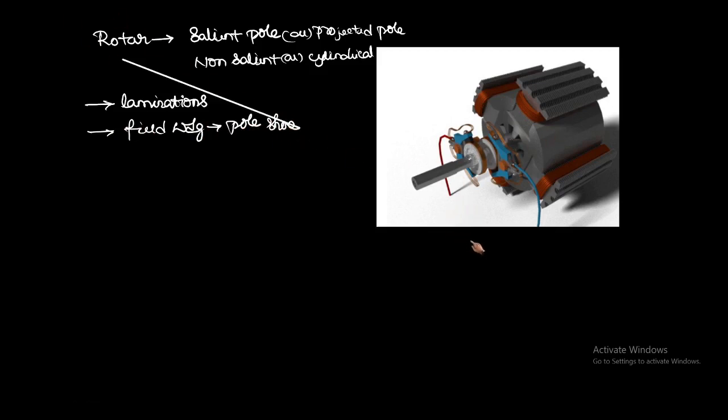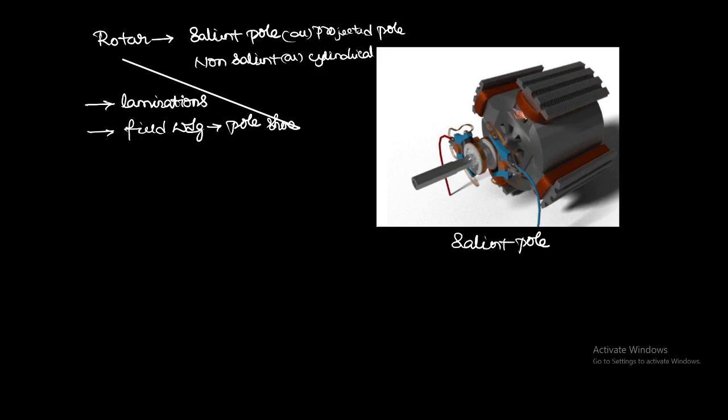Whatever you are seeing here is the salient pole. This is also called the projected pole. If you observe the poles here, they are projected outwards. That's why the name projected pole type of alternator is given. Okay, and are you able to observe the field winding here? The field winding will be placed on the pole shoe. This is the pole here and this part is called the pole shoe, and the field winding is placed on the pole shoe.